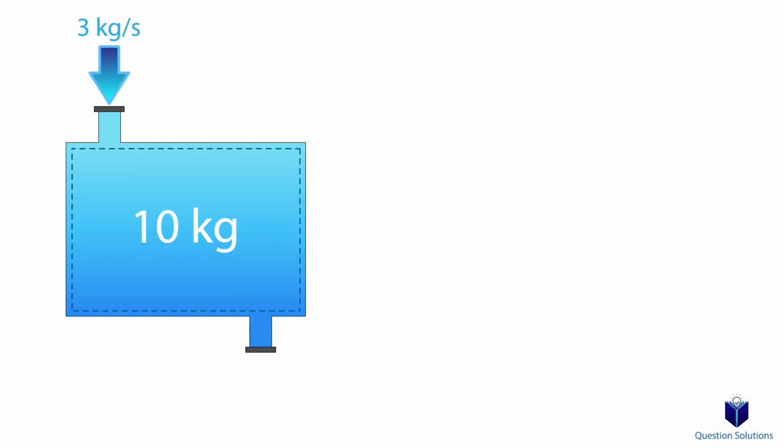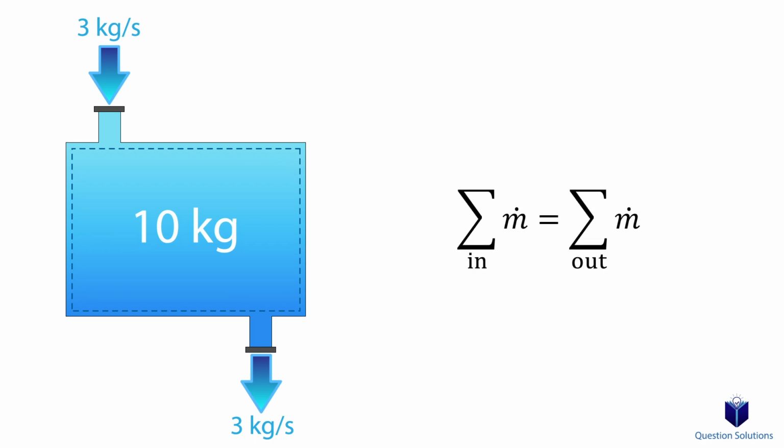Imagine you have a box with an opening at the top and bottom. Right here is our control volume, with 10 kilograms of mass inside. From the top, we have mass entering at a rate of 3 kilograms per second. On the bottom, mass is exiting at a rate of 3 kilograms per second. The mass inside stays constant because the amount that enters is equal to the amount that's leaving. In a nutshell, that's a steady flow.